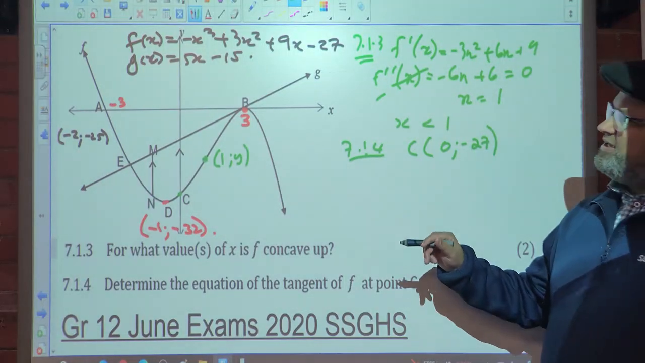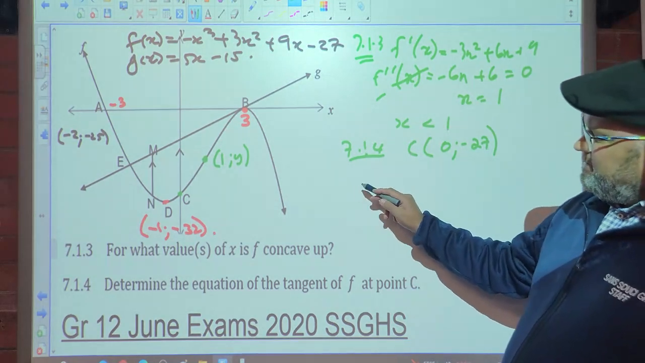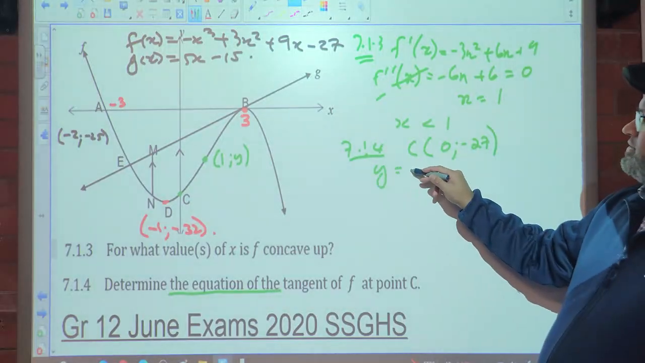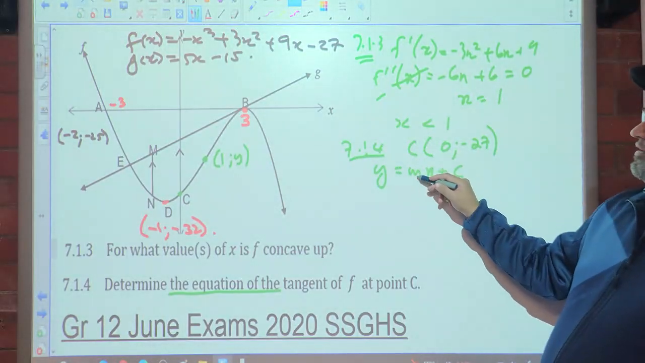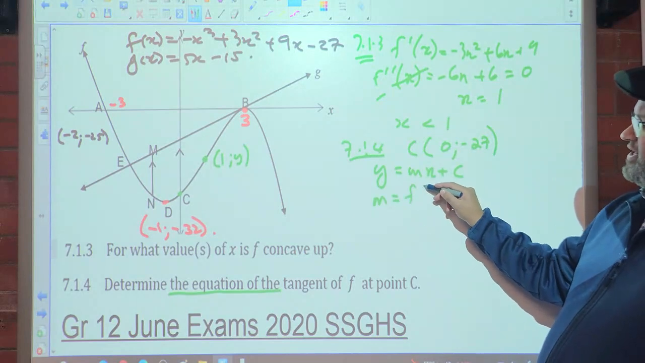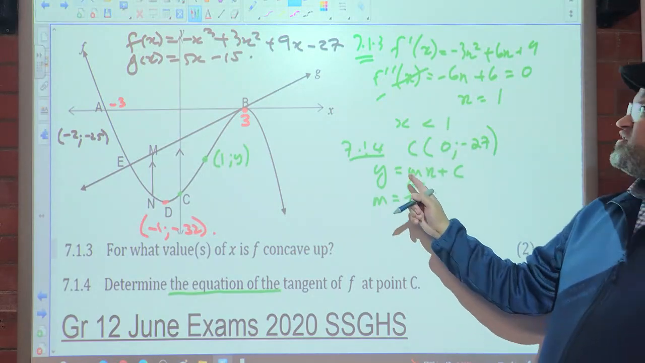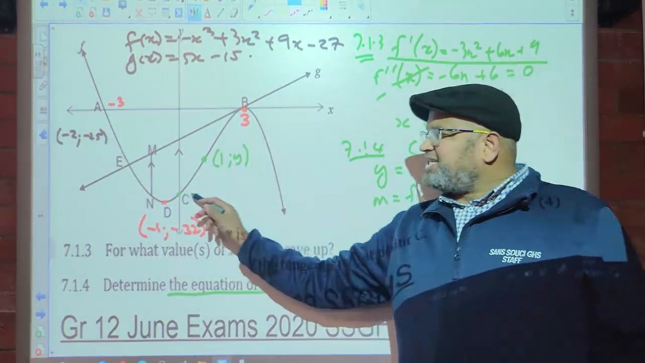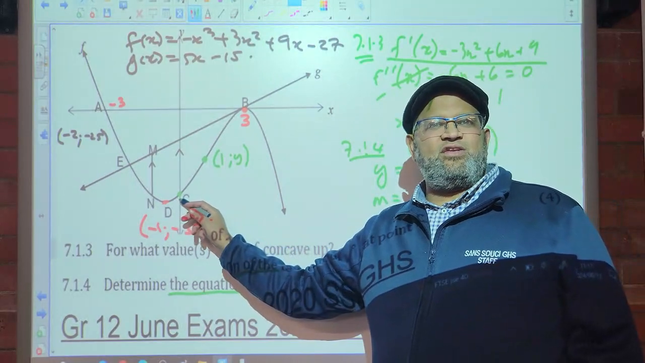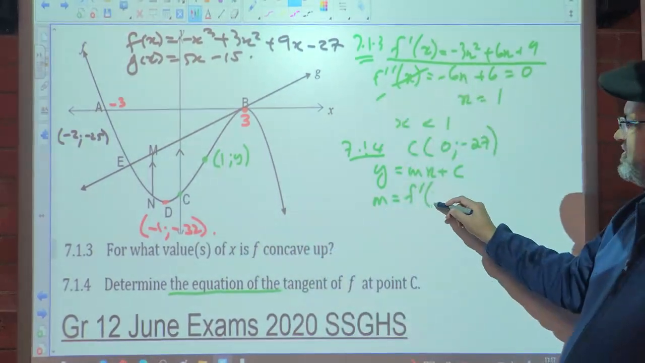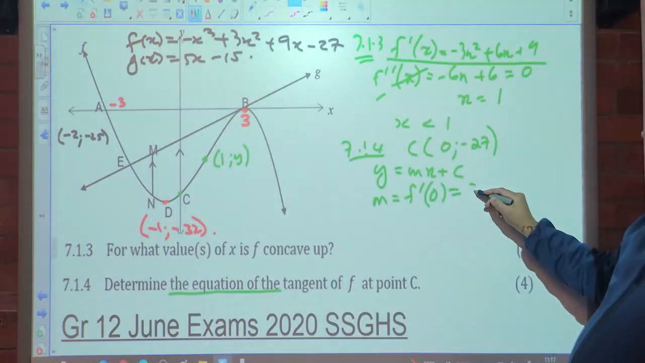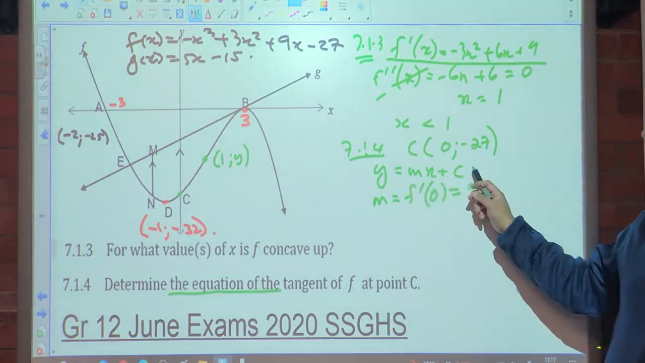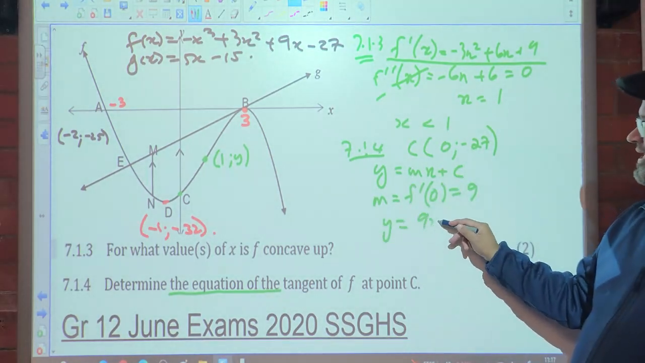So how do we calculate this? Well, the equation is of course a straight line in the form y equals mx plus c. To calculate m, it's your first derivative. The first derivative is the general gradient anywhere along the curve. But what's your x value here? 0. So it's f prime of 0. Put 0 in here, get an answer of 9, which means the gradient of the tangent is 9. So y is equal to 9x plus c.